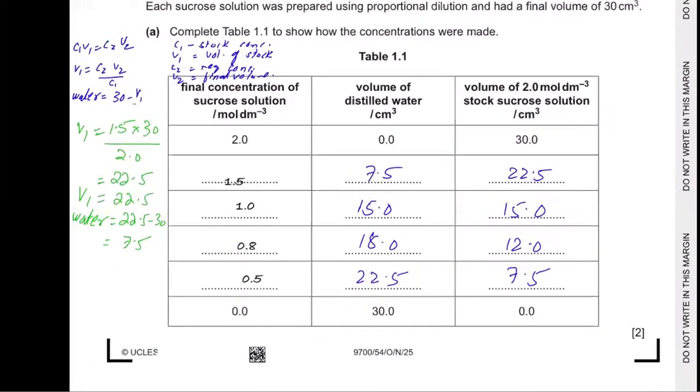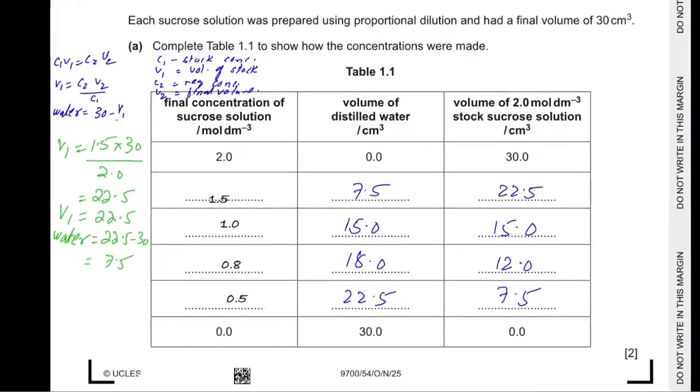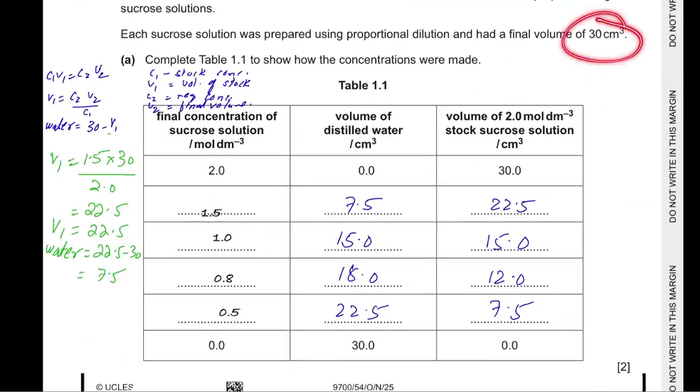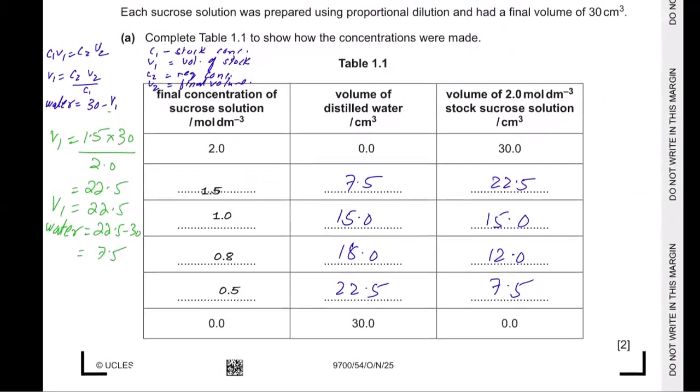So this table is given to us. This is what the student is doing. The final volume of all the solutions has to be 30. Sorry, my bad, the volume 30 needs to be made here. So how is this done? You have the final concentration given to you, and these two standards are already given to you, which the student is using to make the solutions.